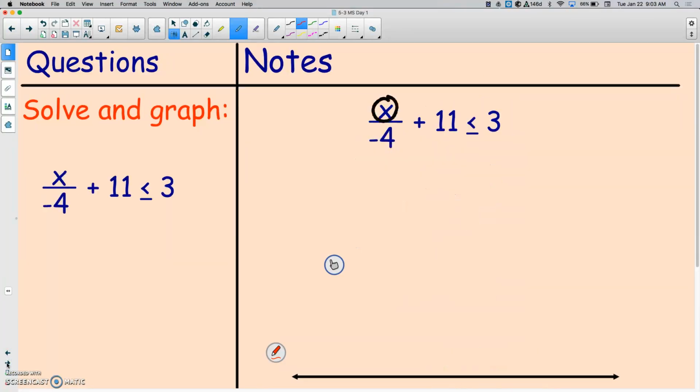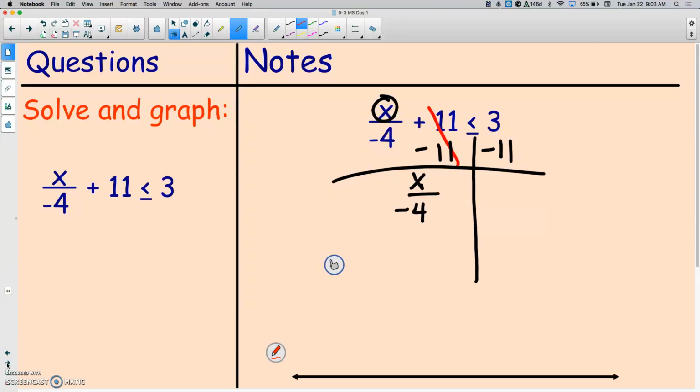Next one. So this one with a fraction in it means x is being divided by negative 4, and then we're adding 11. So the inverse of adding 11 is subtracting 11. So that's where I'm going to start. Subtracting does not change my inequality symbol. And 3 minus 11 is negative 8.